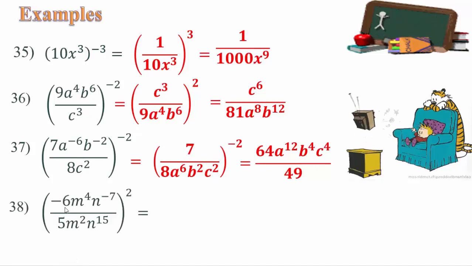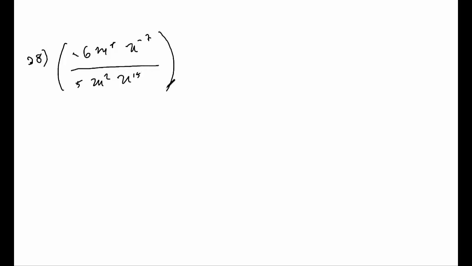In example number 38, we have this inside the bracket and it's just squared. So what I'm going to do is work this out on the whiteboard. In example number 38, we have negative 6m to the 4th n to the negative 7 divided by 5m squared n to the 15th. All this to the positive 2 power.